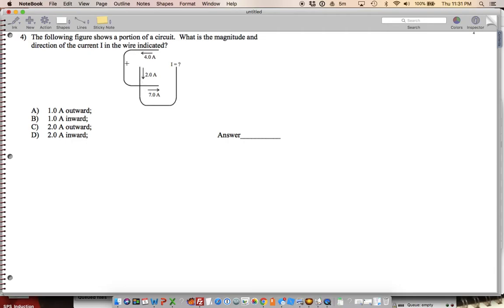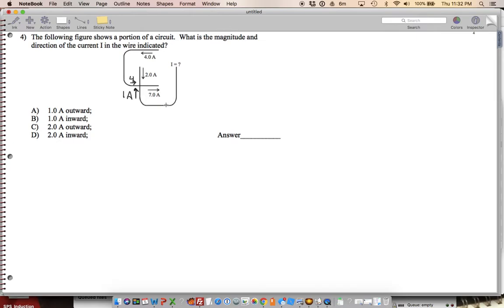So I have 4 coming in this way, and I have 2 coming in here, so 4 plus 2 has to equal whatever's going out here. If I have 7 going this way, so 4 coming in, 2 coming in, that's 6. So that must mean I must have 1 amp coming this way. What comes in here is 4, what comes in here is 2, so that's a total of 6 coming in. If 7 goes out, then I must have 1 more coming in from the bottom.